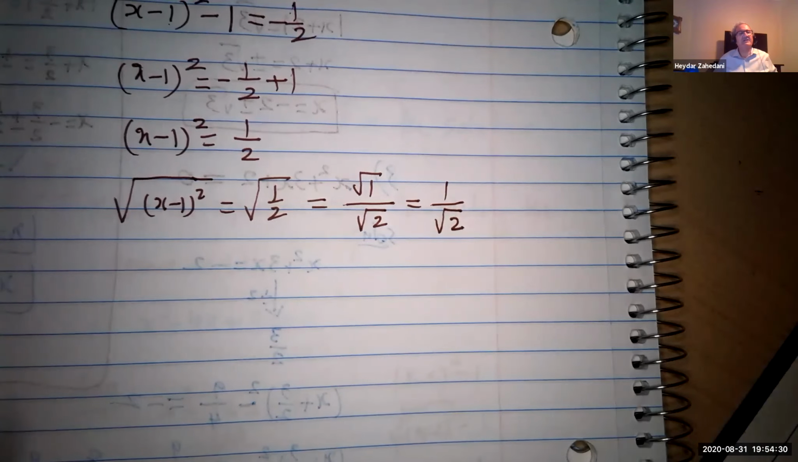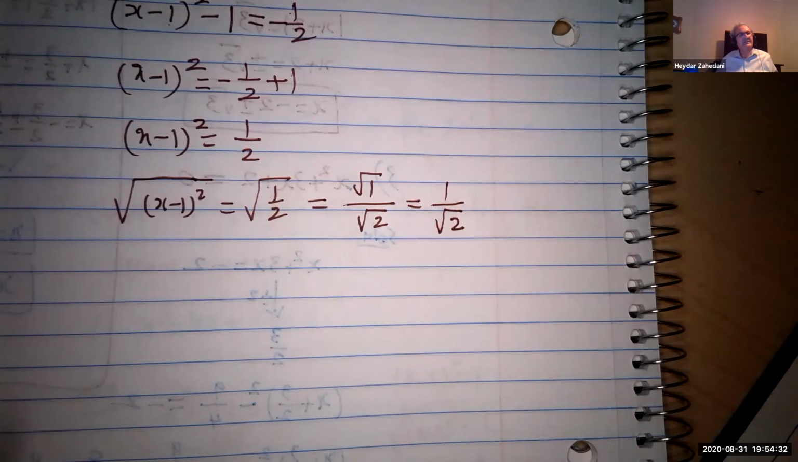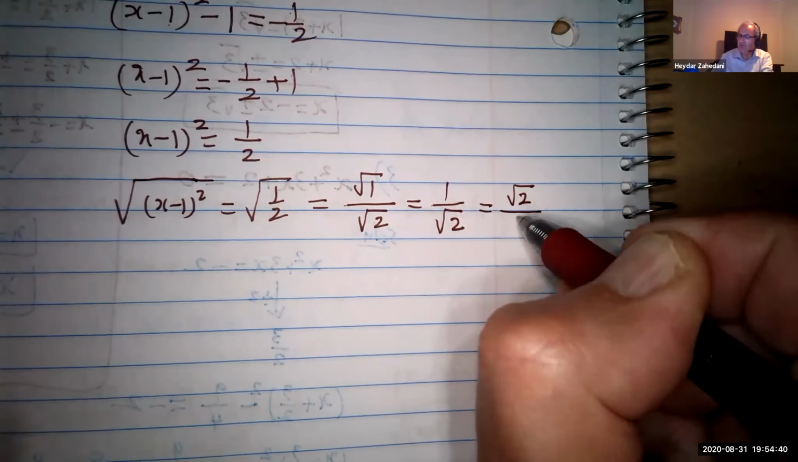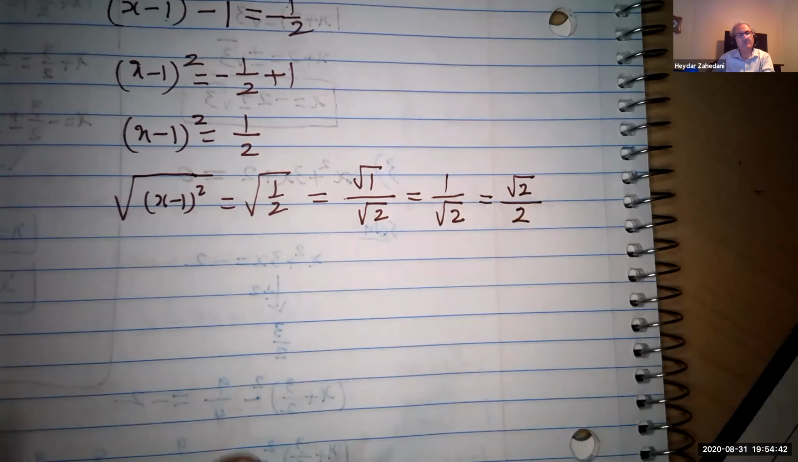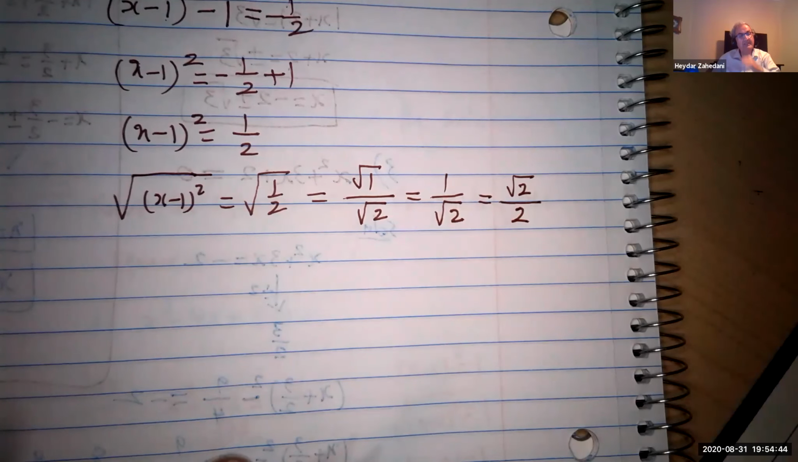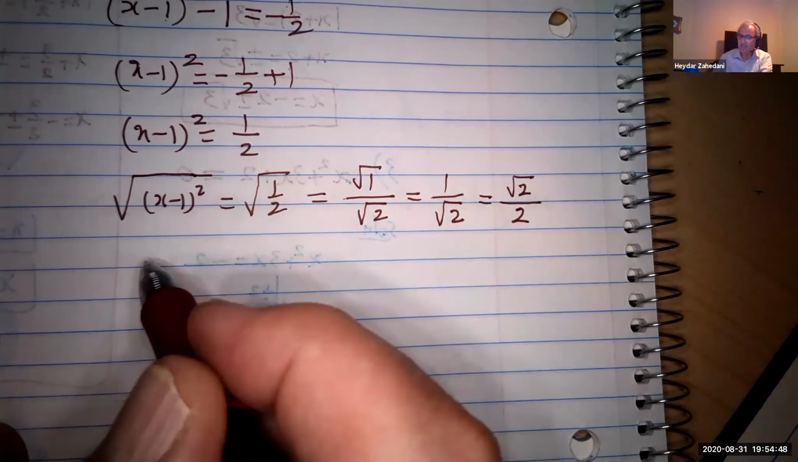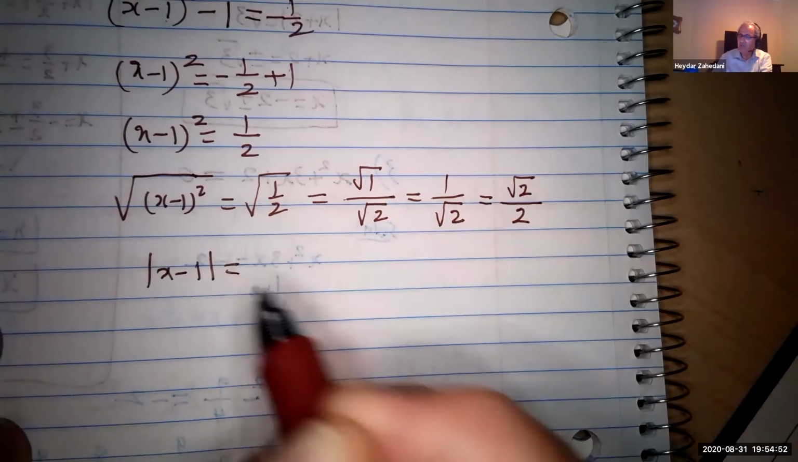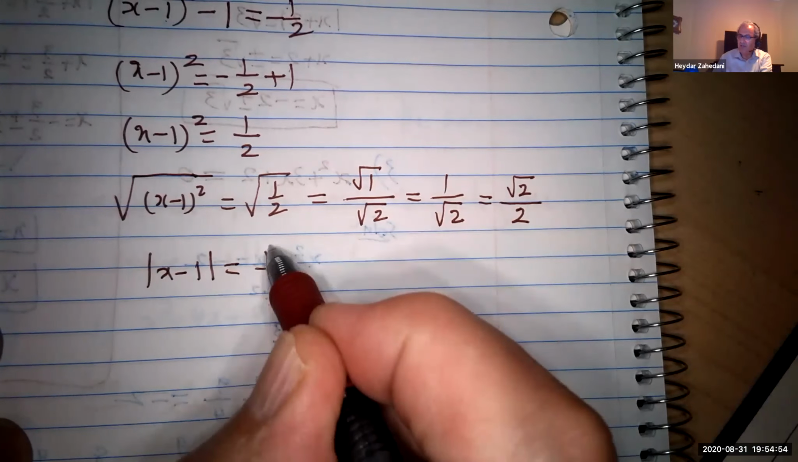Later, we write it down as radical 2 over 2, you know. You normalize the denominator and you get your radical 2 over 2. You know that you multiply by radical 2, the top and the bottom. Now, we remove the radical: absolute value of x minus 1 equal to radical 2 over 2.